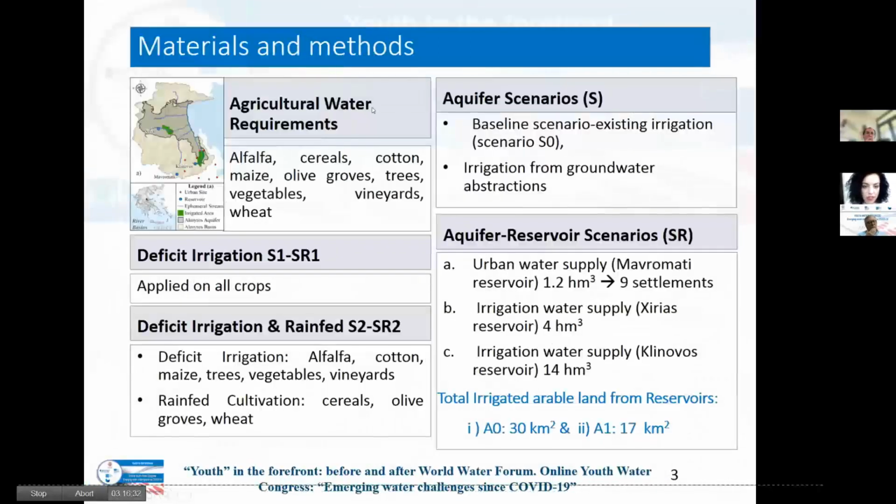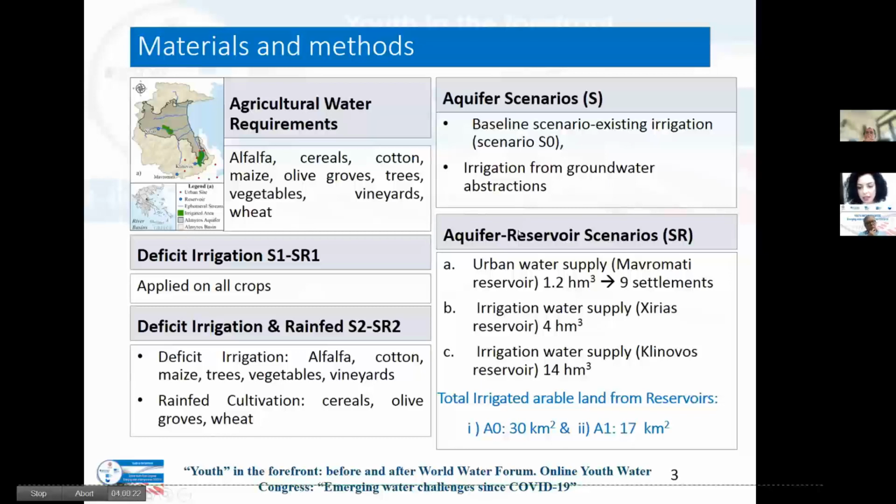The agricultural water requirements, because it is an agricultural coastal area, were calculated for alfalfa, cereals, cotton, maize, olive groves, trees, vegetables, vineyards, and wheat. Two cases of scenarios were incorporated: the aquifer scenarios, where irrigation happens from groundwater abstractions, and the aquifer reservoir scenarios, where the irrigation happens from both groundwater abstractions and from reservoirs. So as a baseline scenario, we consider the existing irrigation scenario as 0.